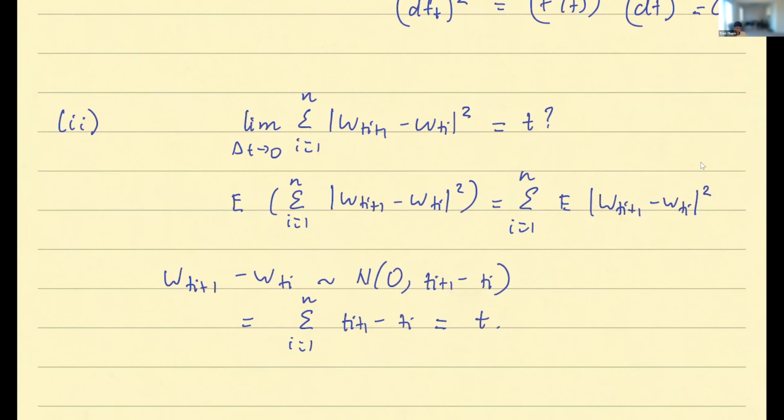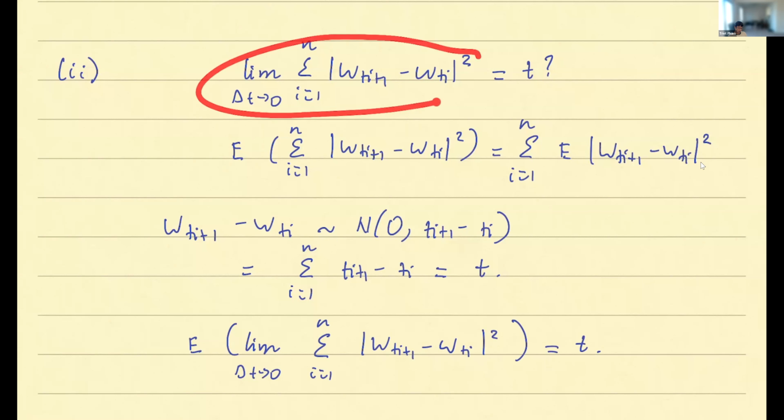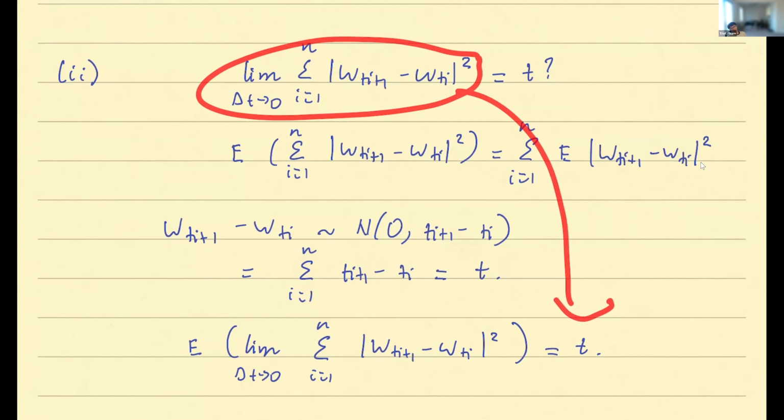Okay. So what have I shown? What I have shown is the expectation of the limit. There's something subtle here, but it's okay. I can pass the limit inside, outside the expectation. So I've shown that on average, this limit is t.